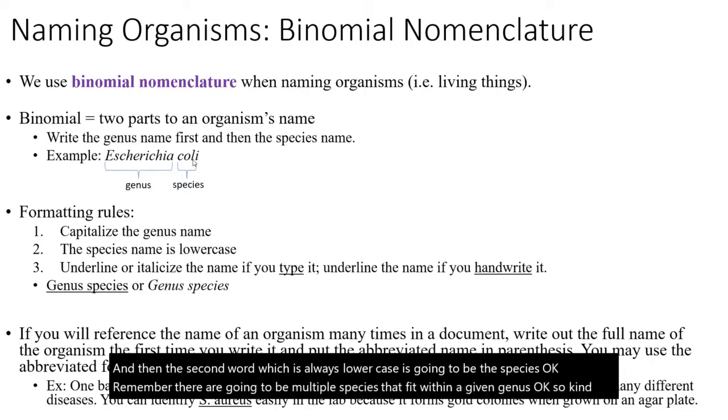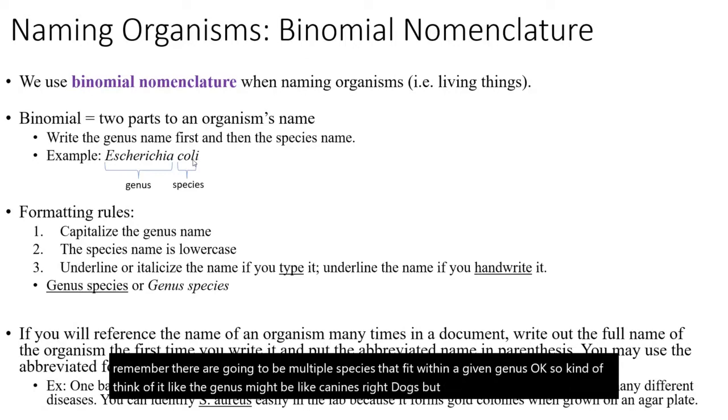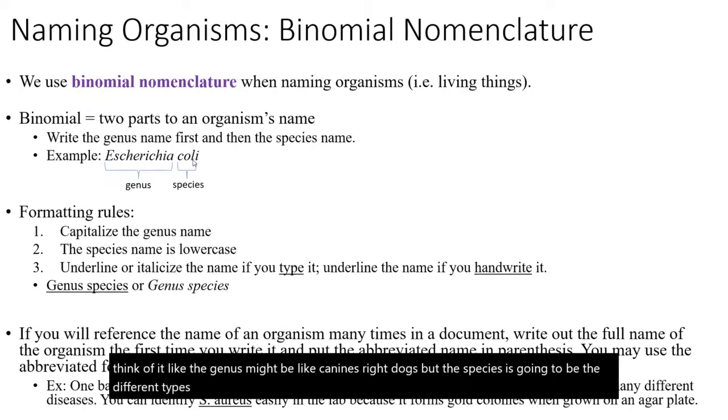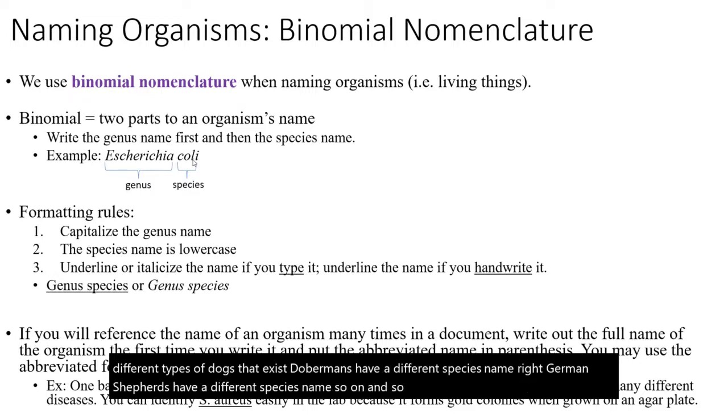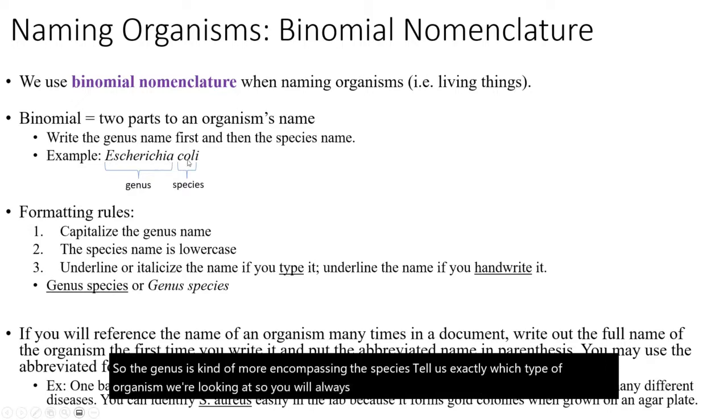Think of it like the genus might be canines, dogs. But the species is going to be the different types of dogs that exist. Dobermans have a different species name, German Shepherds have a different species name, and so on and so forth. So the genus is more encompassing. The species tells us exactly which type of organism we're looking at. You will always write the genus and the species, and again, always capitalize the genus.